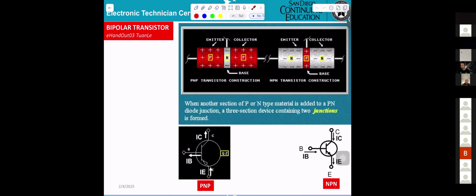Okay, and this again showing you which one is NPN or PNP. That's the only thing you need to know. You don't care about physical.